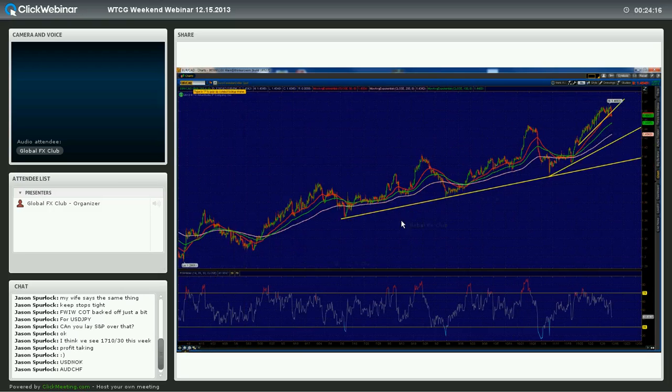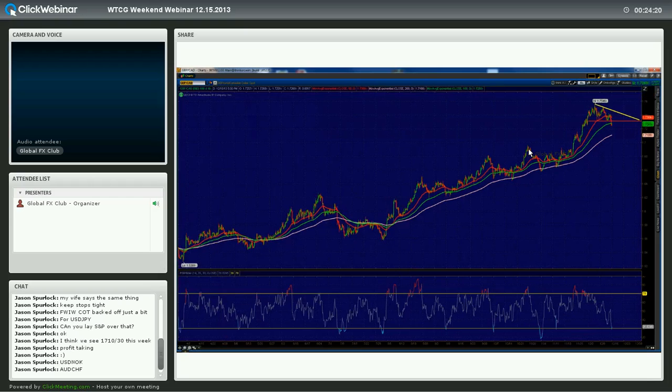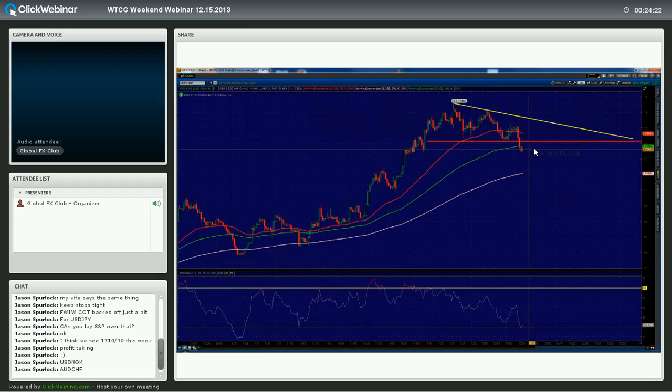PoundCAD, another one, pretty solid breakdown here. PoundCAD is actually a little bit even more bearish than EuroCAD right now. 1.73 is the resistance area to sell against. I'd look for about 1.71. The one thing you have to remember is that I am.